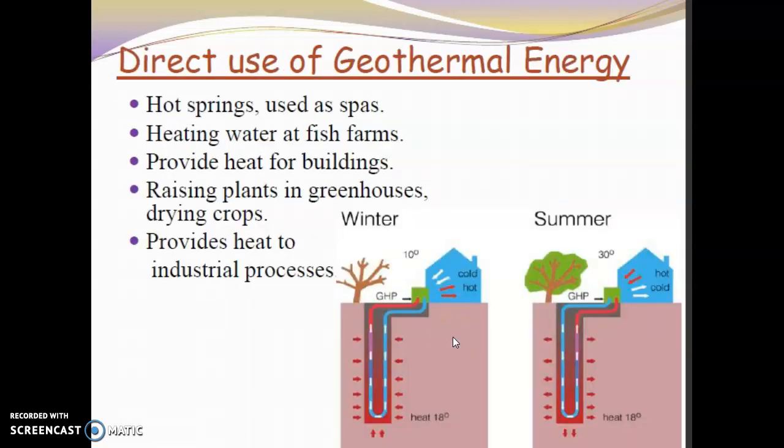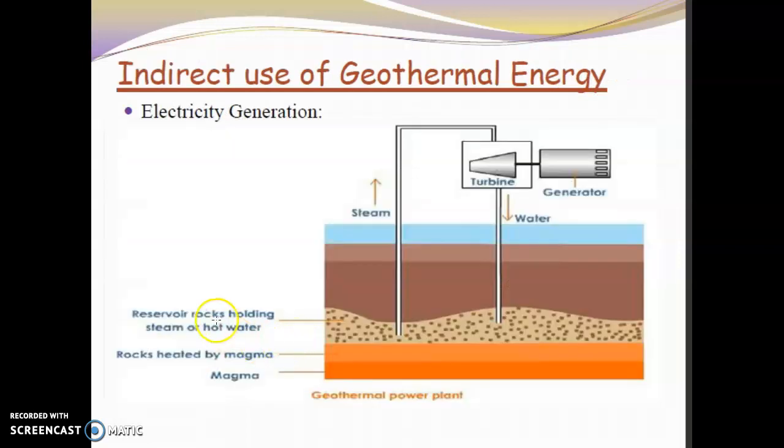Direct use includes hot springs used as spas, heating water at fish farms, providing heat for buildings, raising plants in greenhouses, drying crops, and providing heat to industrial processes. Indirect use of geothermal energy is electricity generation.